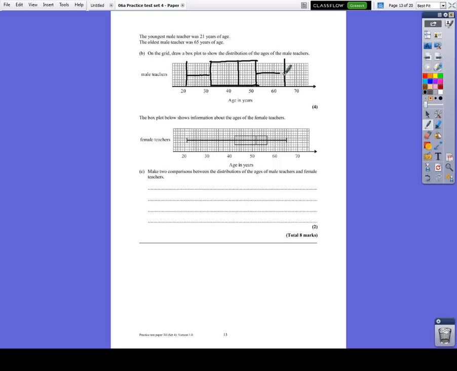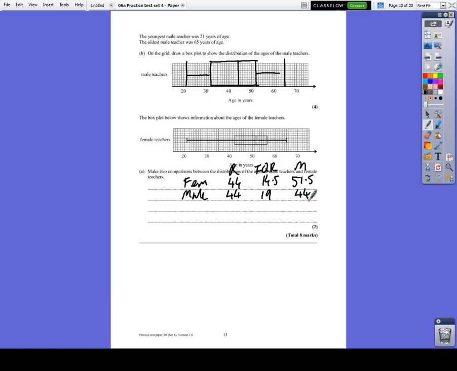It says make two comparisons between the distributions of the ages of the male teachers and female teachers. Now, to do that, you must always compare a range and the medians. So I'm going to work out for the females and the males, the range, the interquartile range, and the median. So for females, the range is 44, and for the males, the range is 44. So that's not much use to us. The interquartile range for females is 14.5, and for males is 19. And then the median for females is 51.5, and for males is 44.